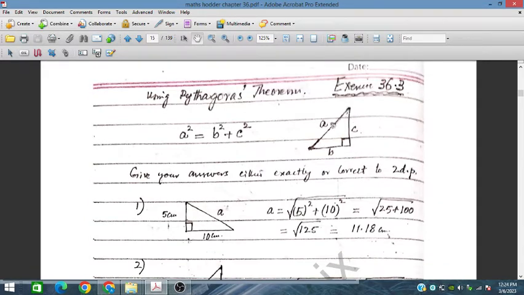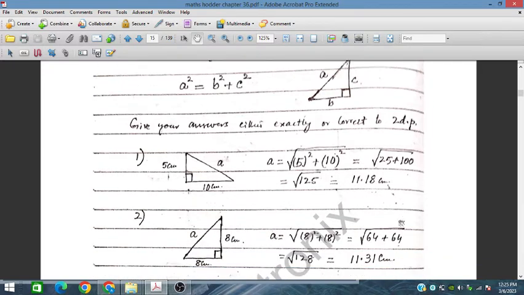So we have already calculated that A squared is equal to B squared plus C squared. So for this we have this squared, this squared is equal to this squared. On taking the square root, this side A is equal to the square root of 5 squared plus 10 squared. This is 25 and 100. So this is 125, and we take the square root and we get 11.18 centimeters.